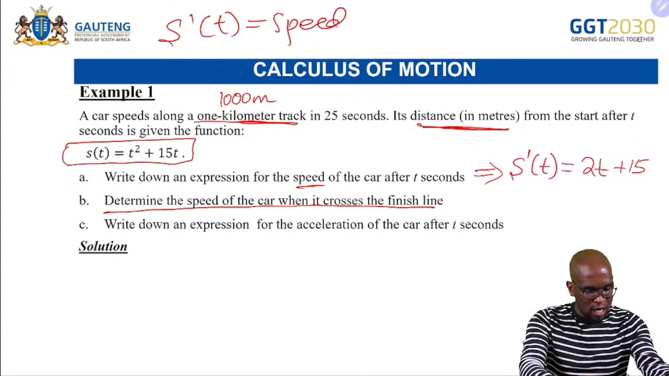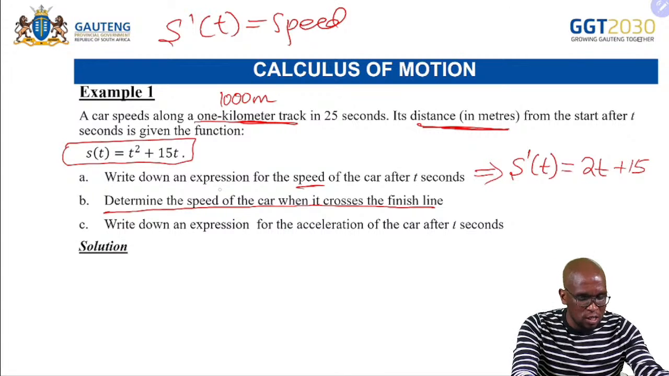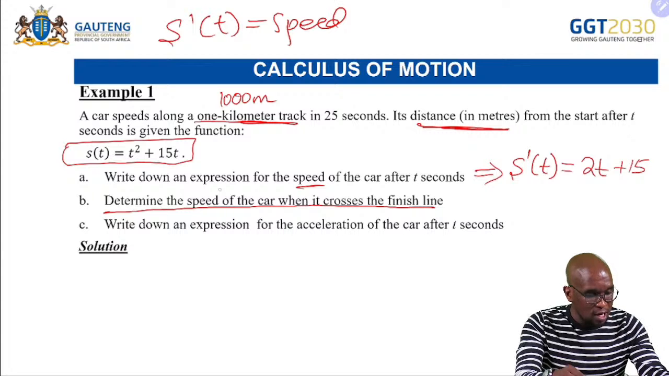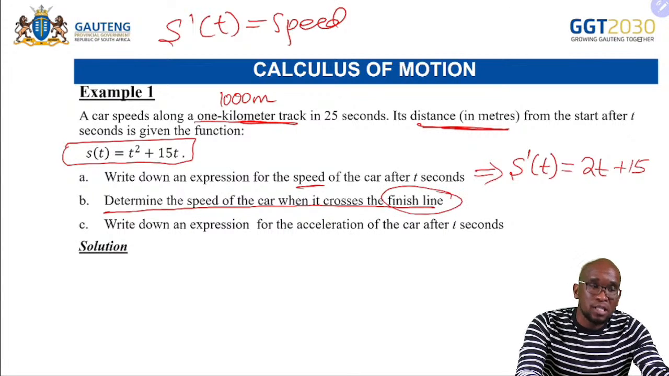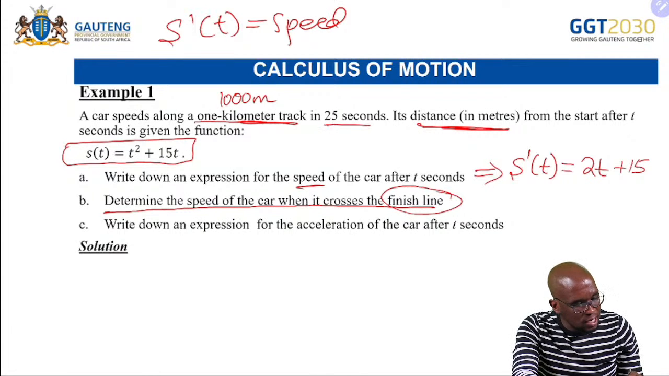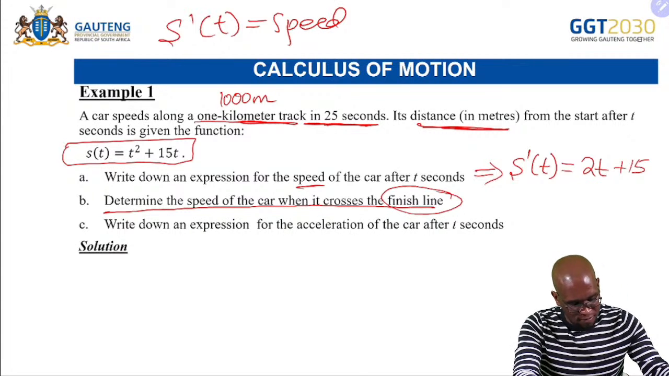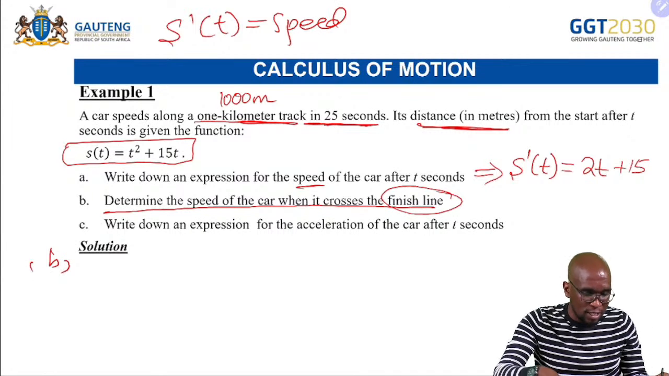Determine the speed of the car when it crosses the finishing line. Now, if you check here, in the first question, we determined the expression that can be used to calculate speed. Now they want the exact speed when the car crosses the finishing line. Now, how long does it take the car to cross the finishing line? They said here, a car speeds along a 1 kilometer track in 25 seconds. So it takes the car 25 seconds. So we want to calculate the speed.